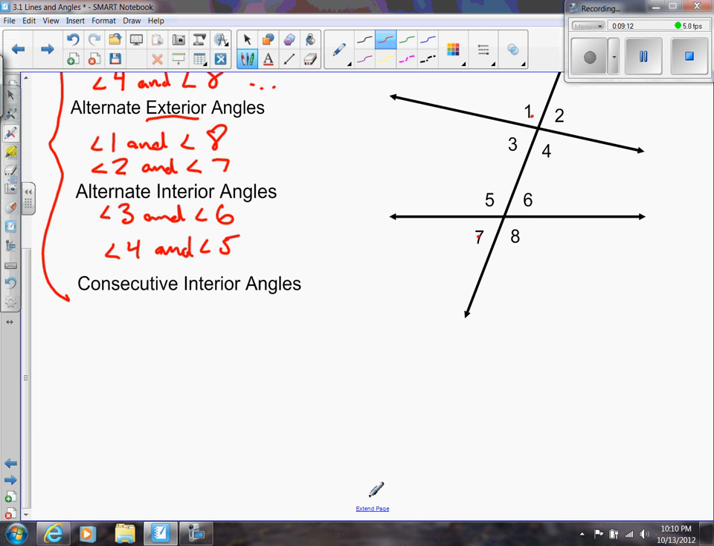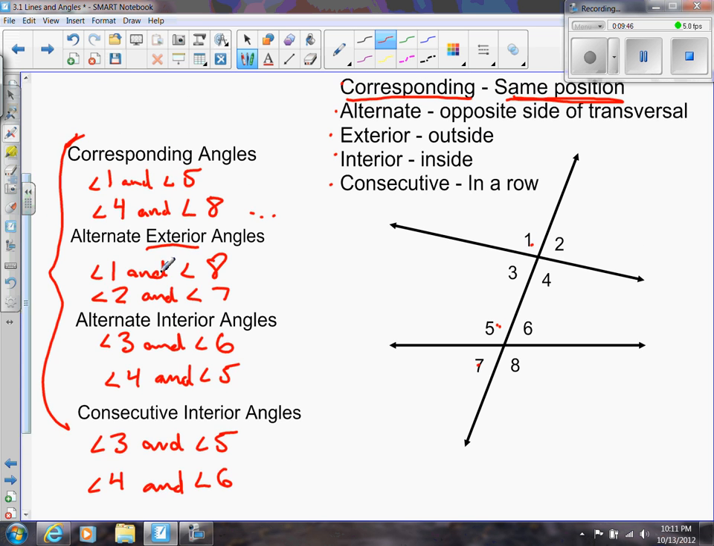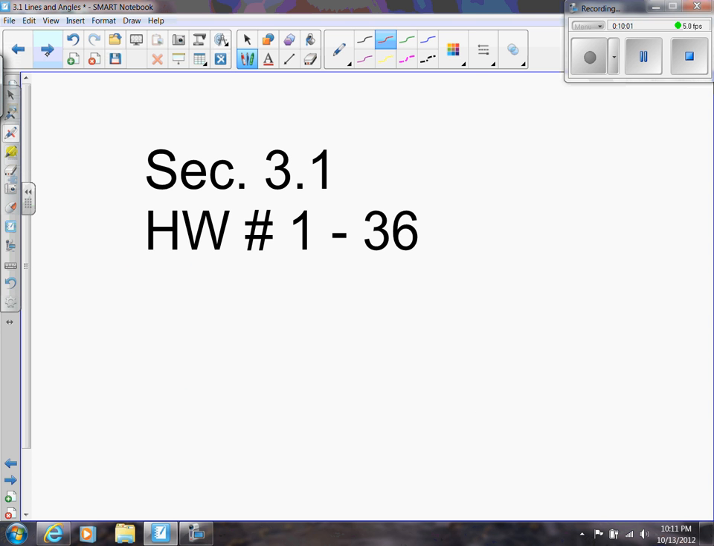And lastly, consecutive interior angles. Consecutive is in a row. If you had consecutive hits in a baseball game, they were back to back. In this case, our consecutive angles are right in a row. We're not alternating at all. So angle 3 and angle 5 are consecutive, as well as angle 4 and angle 6. Make sure you understand these. That's going to help you. You can definitely study for these things with flashcards. There's going to be homework for tomorrow. Have a good night.